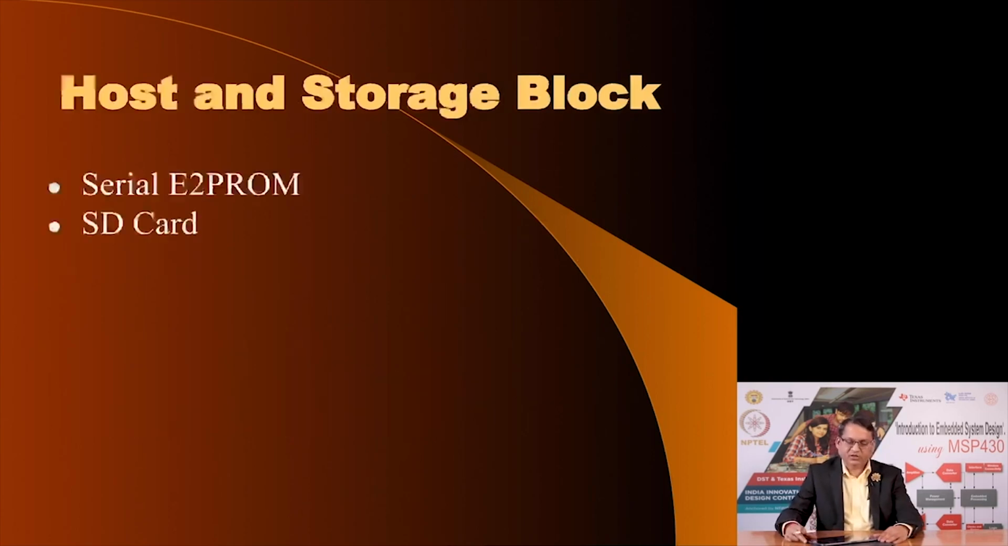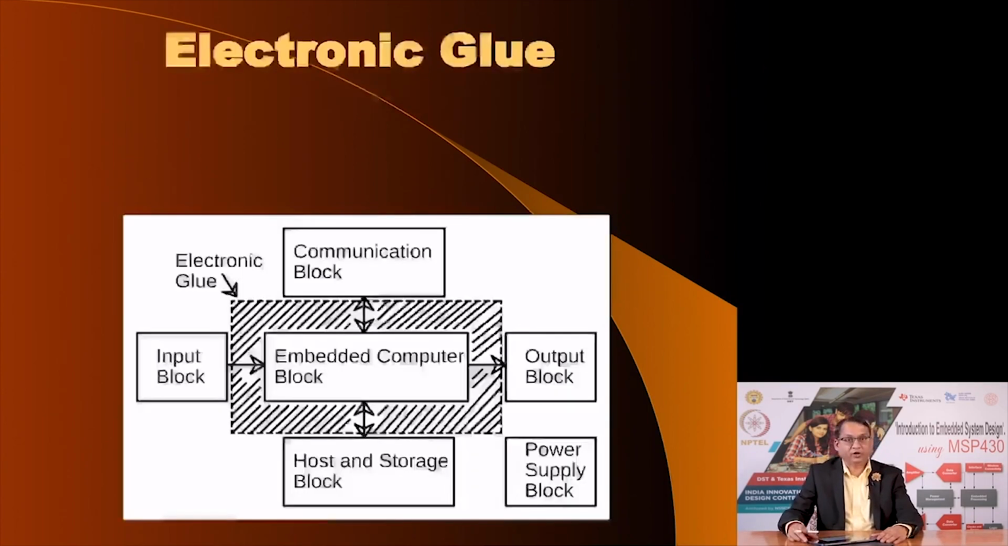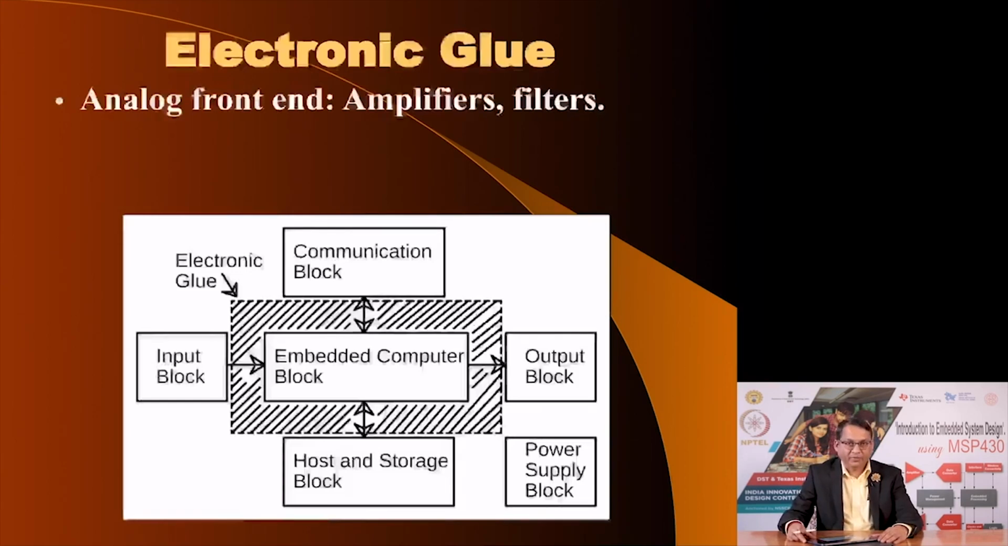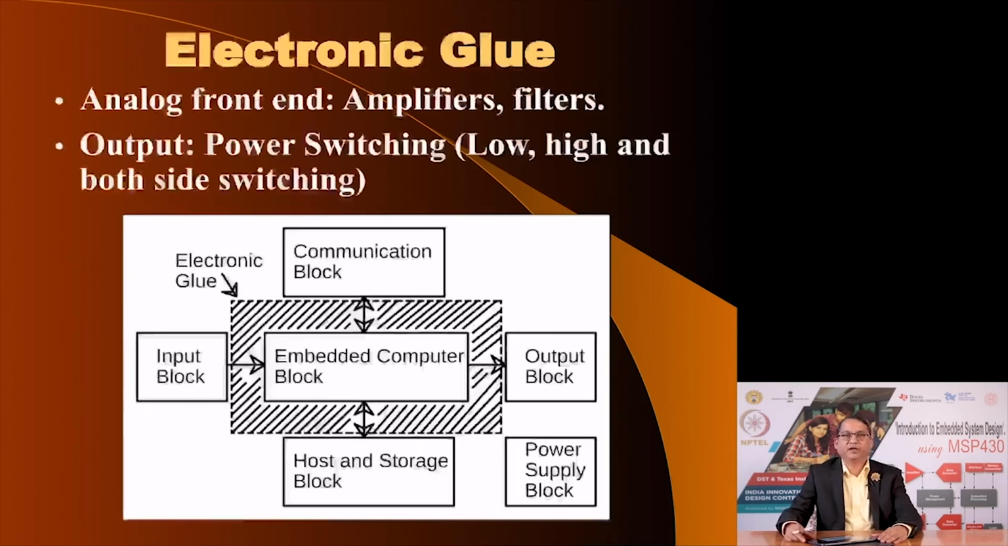Then we have the host and storage block, where we may have a device to store information, and you could use a serial EEPROM or you could use an SD card. Then we have the electronic glue, which connects all these devices. And what are examples of electronic glue? You may require amplifiers, you may require filters, as the case may be, or for the output you may require to switch large amounts of voltages or currents. For that we have three types of drivers. One is called a low side driver, a high side driver, and a both sides switching device, which we will consider in detail in subsequent lectures.